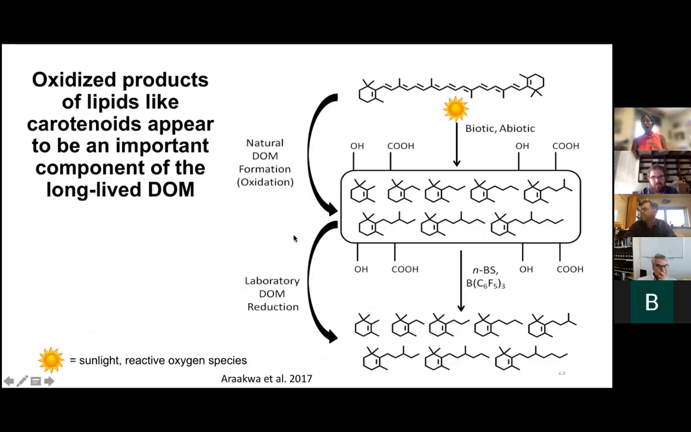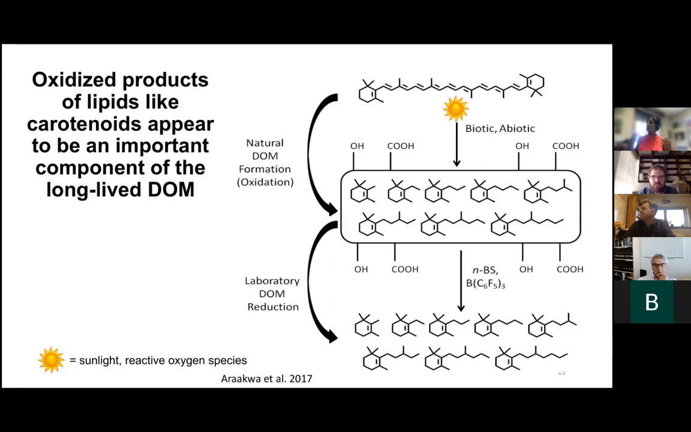And I'm showing you this schematic that's in the paper. And the idea here is that we tried to do this with a model compound. We took carotenoids, we exposed it to light, but also reactive oxygen species would do the same thing. And from one compound, you end up with hundreds of compounds that are structurally similar, but not identical. They have backbones that might look like this, and they're decorated with hydroxyl and carboxylic acids.